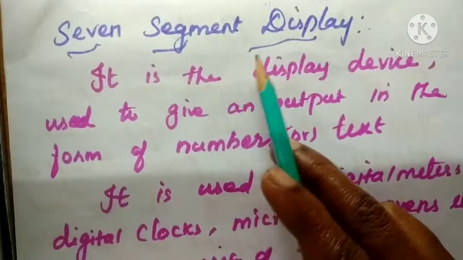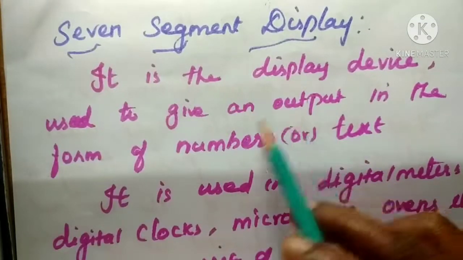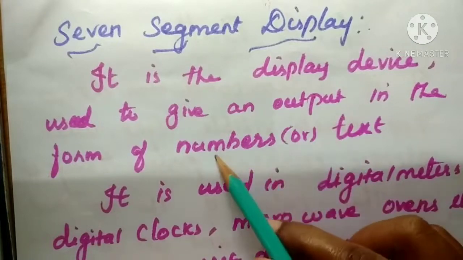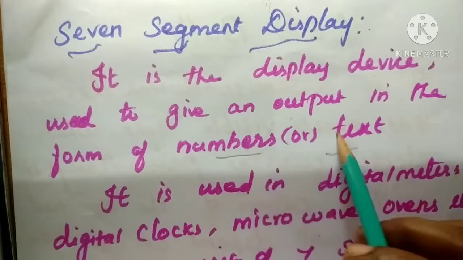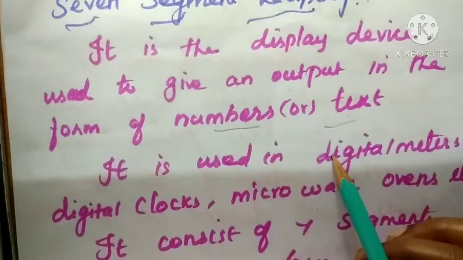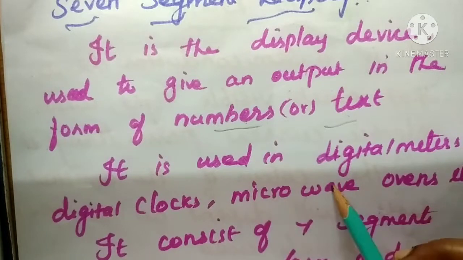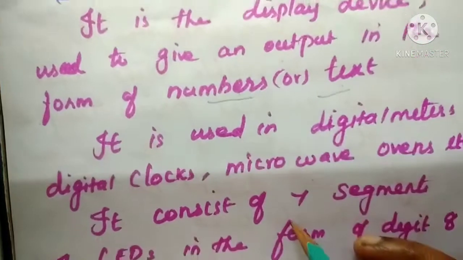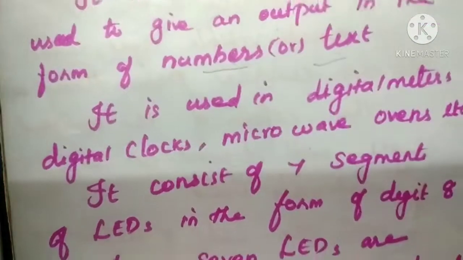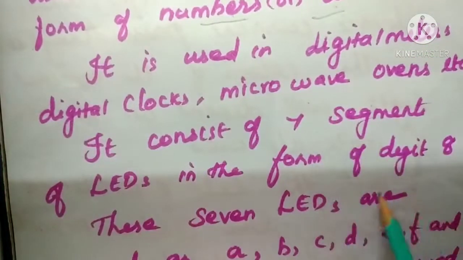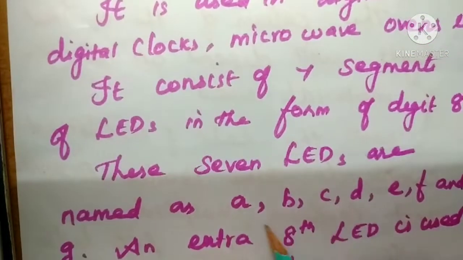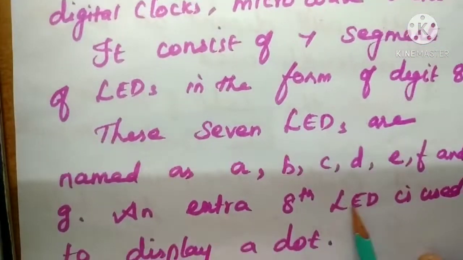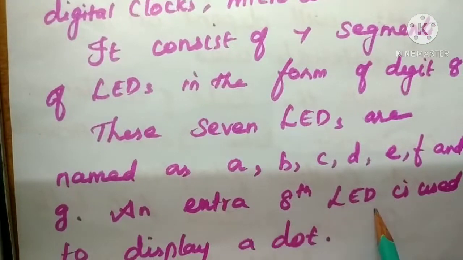Then we learned about the 7-segment display. It is the display device used to give an output in the form of numbers or text. The output will be given in the form of numbers or text. It is used in digital meters, digital clocks, microwave ovens, etc. It consists of 7 segments of LEDs in the form of digit 8. These 7 LEDs are named as A, B, C, D, E, F and G. The extra 8th LED is used to display this dot.